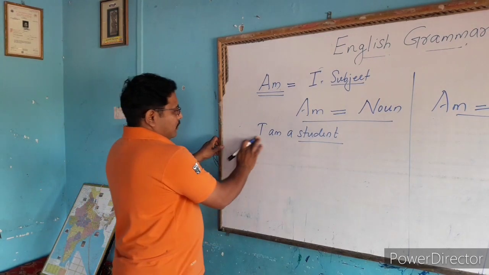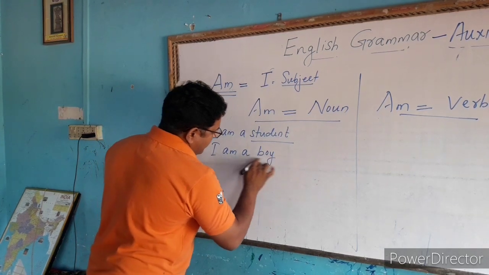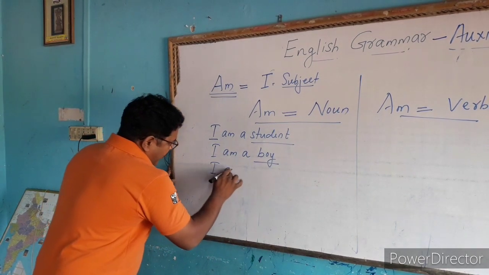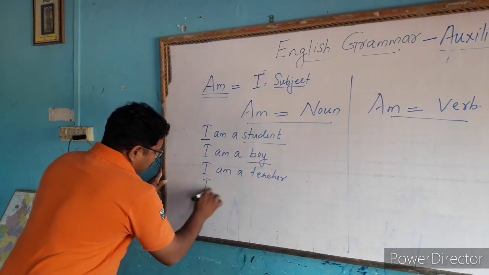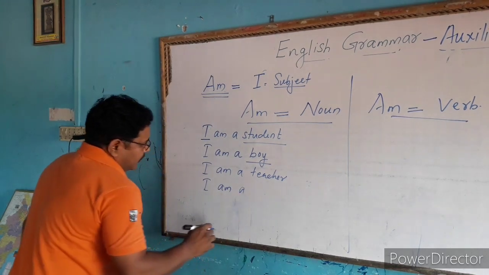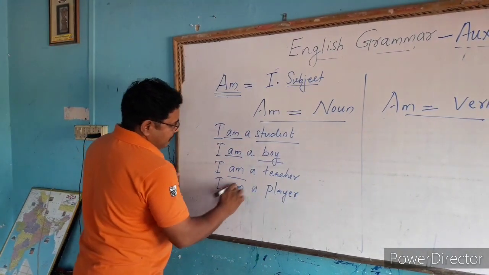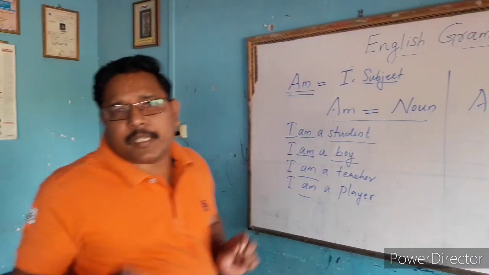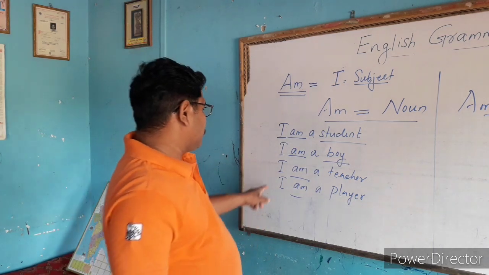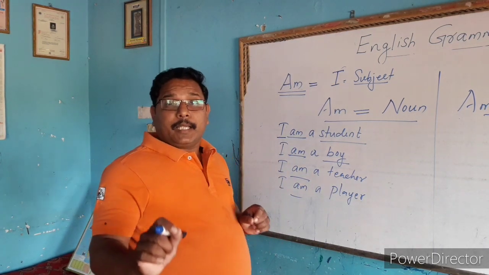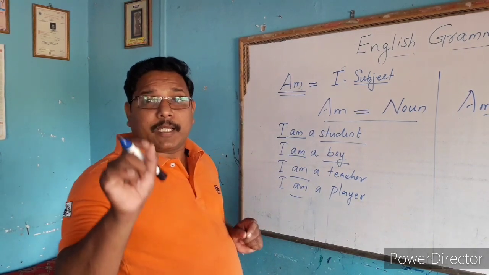See, then I am a boy. I am a teacher. I am a player. So we can use these with am. I am a student. मैं एक विद्यार्थी हूं. I am a boy. मैं एक लड़का हूं. I am a teacher. मैं एक अध्यापक हूं. I am a player. मैं एक खिलाड़ी हूं.